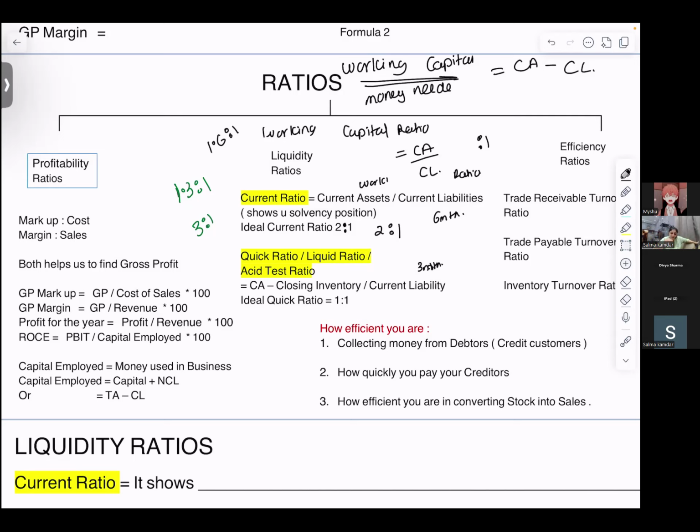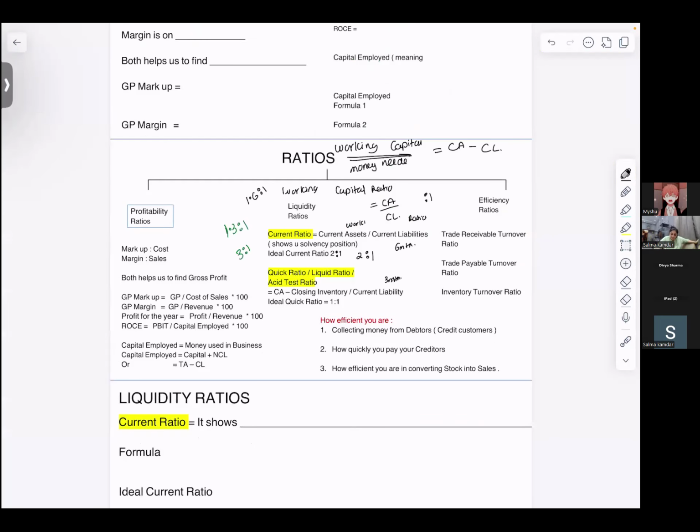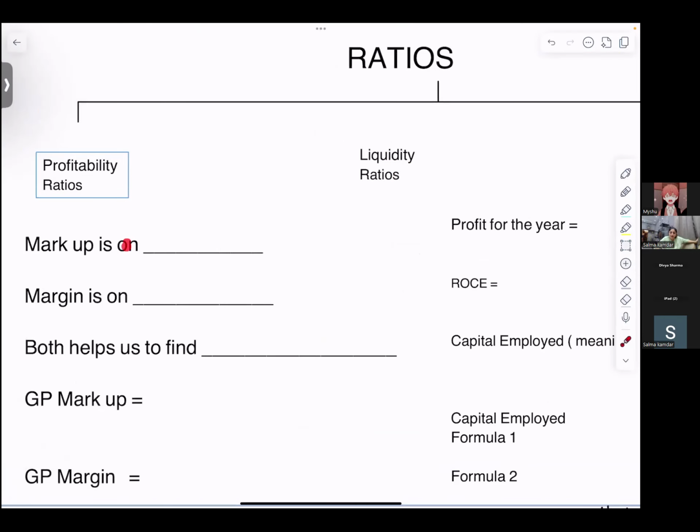Profitability ratio, liquidity ratio. What are the profitability ratios? Markup, margin. Markup is on cost of sales. Margin is on revenue. What is the formula for gross profit markup? Gross profit divided by cost of sales multiplied by 100. What is the formula for finding gross profit margin? Gross profit divided by revenue multiplied by 100.